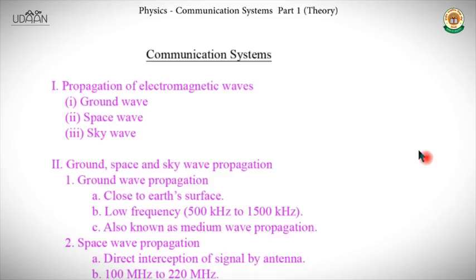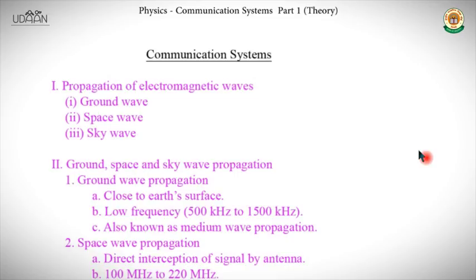In this topic, we will be looking at propagation of electromagnetic waves. Then after that, we will move on to the properties of communication channels. Then we'll be looking at modulation and demodulation and antenna properties. And then finally we will end with the diagram, the components of a basic communication system. Okay. So first let's start with propagation of electromagnetic waves.